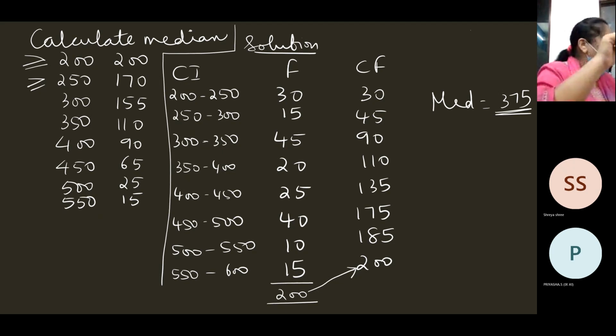You've written L separately, no? L plus n by 2 minus CF by F separately, right? Shreyas, L will be separate. L plus. Have you made that mistake?